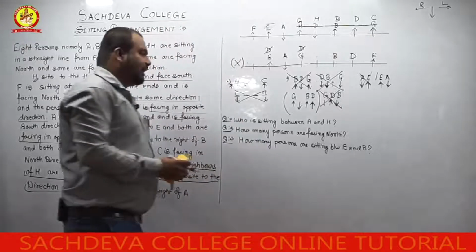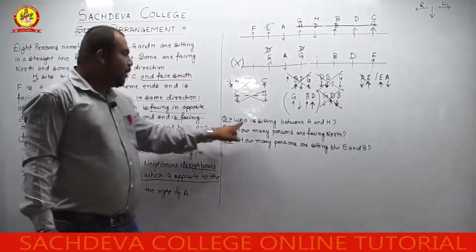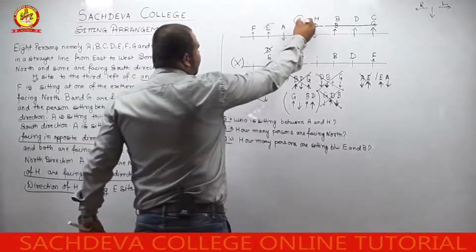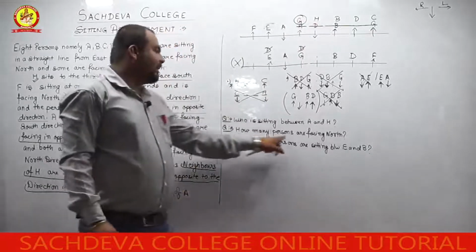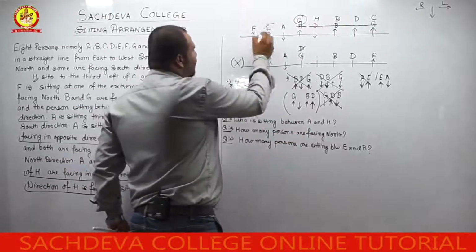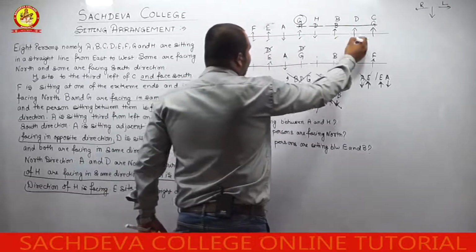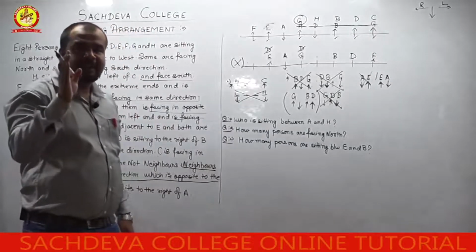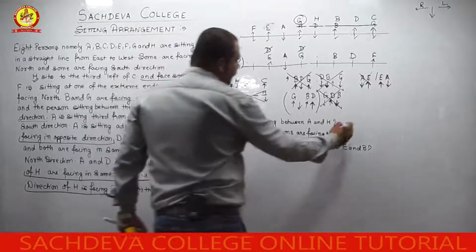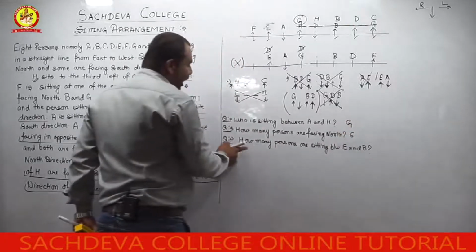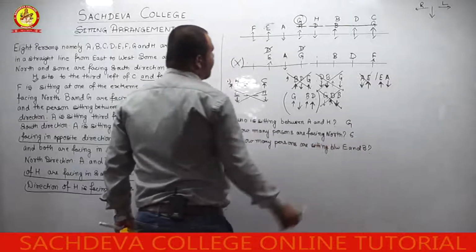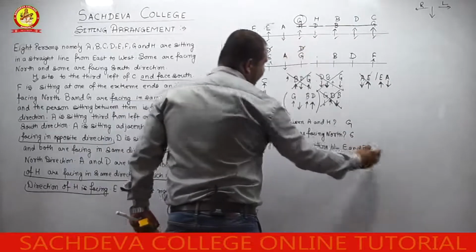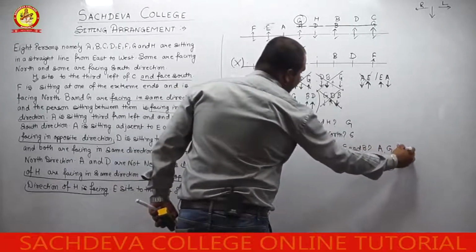Now we can answer the questions related to this arrangement. Who is sitting between A and H? The answer is G. How many persons are facing north? We have 1, 2, 3, 4, 5 and 6, so there are 6 persons facing in the north direction. How many persons are sitting between E and B? The persons sitting between E and B are A, G and H. The answer will be A, G and H.